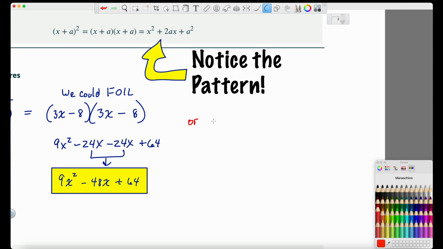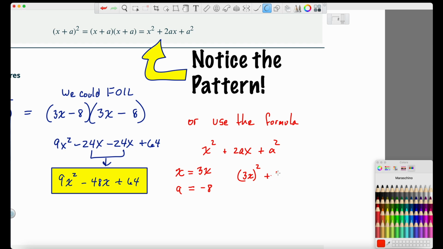I did the FOIL. But if we want to use the formula, let's identify the parts. The x part is 3x, and the a part is negative 8. So we do the x part squared, 3x in parentheses squared, plus 2 times negative 8 times 3x, plus negative 8 squared. So 9x squared is our first term. We do all this multiplication, we get negative 48x, and then negative 8 squared is a positive 64.